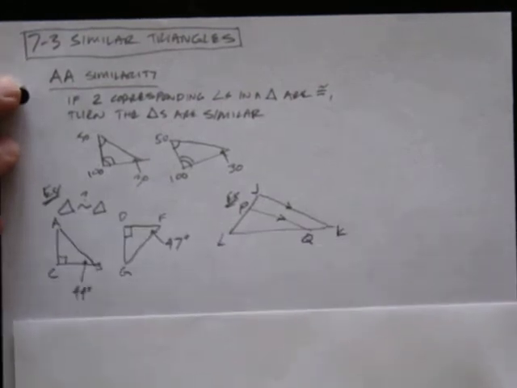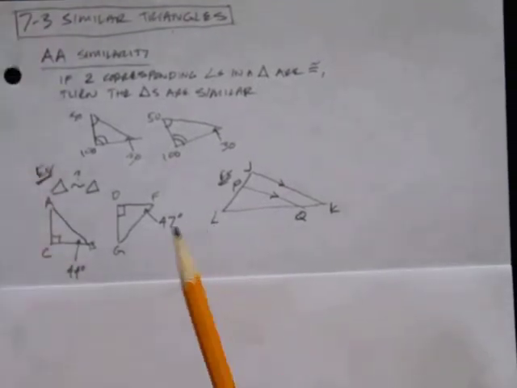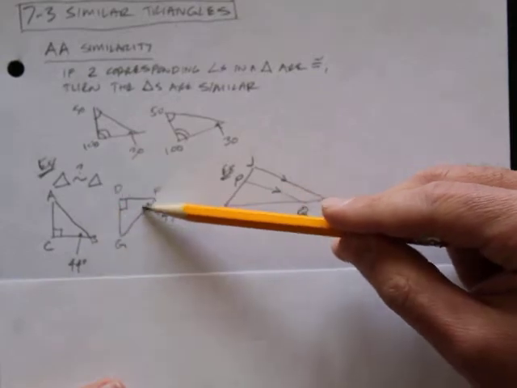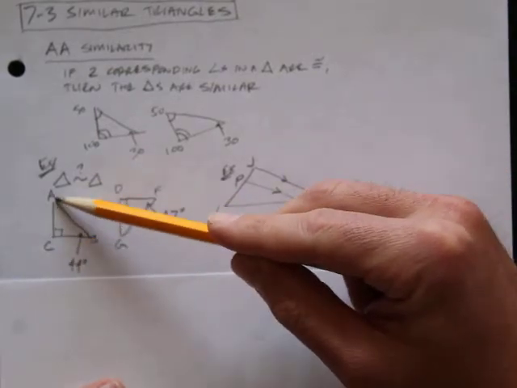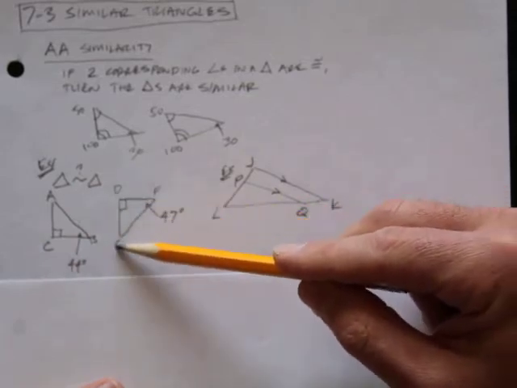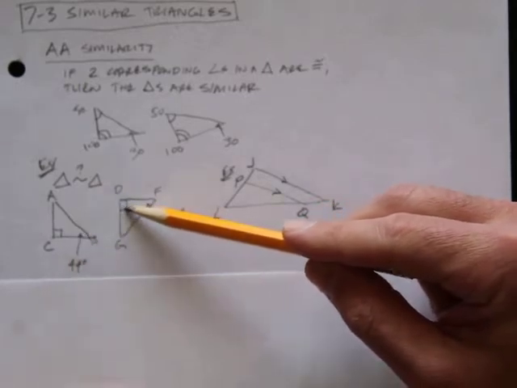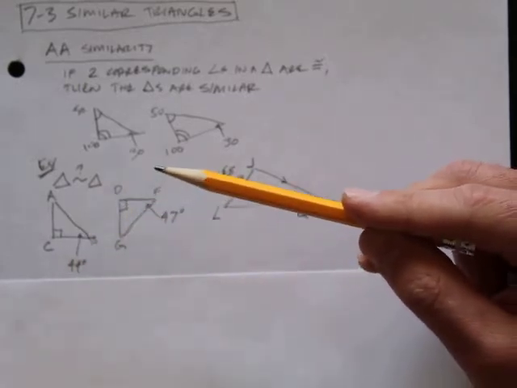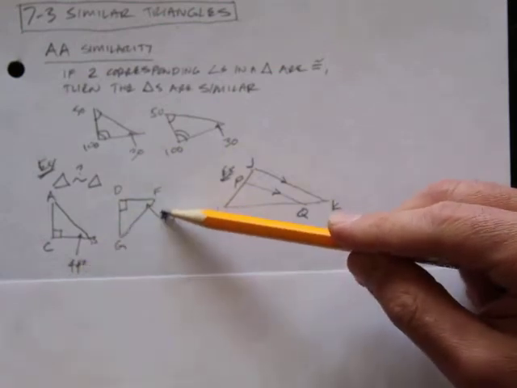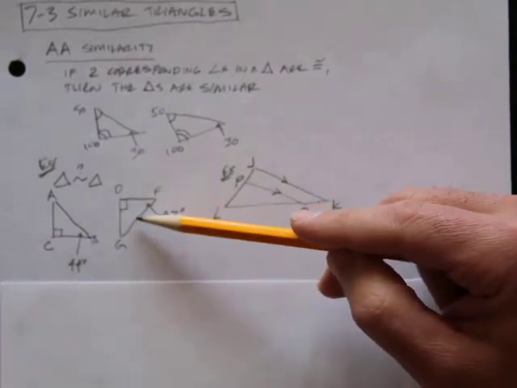So we're going to do a couple examples here. Is this triangle similar to this triangle? So draw your triangle ABC and draw another triangle DFG. Make sure you make C a right angle and D a right angle. And then angle B is 44 degrees, angle F is 47 degrees. So let's see if these two triangles are similar.